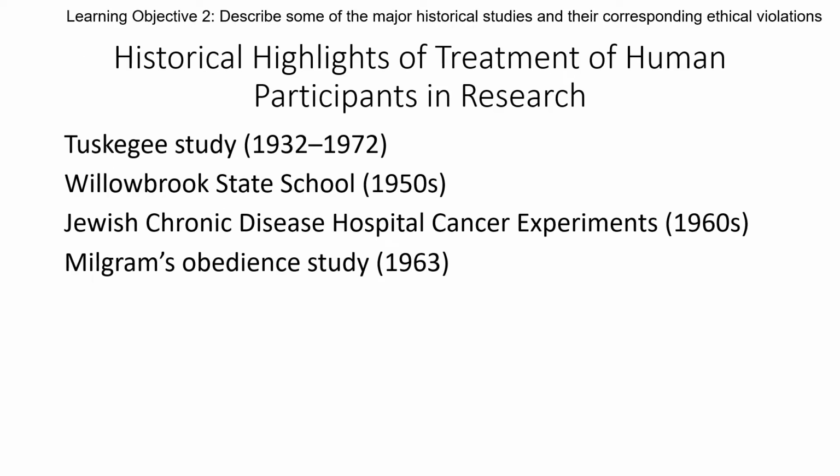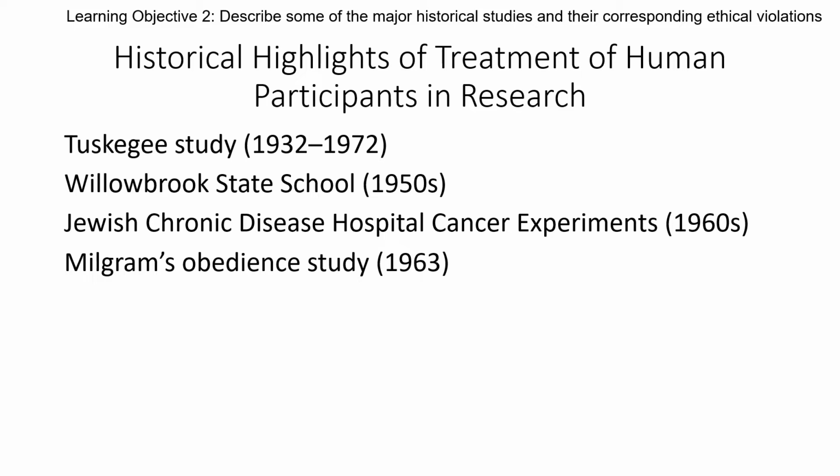Let's look at the historical now. And that gets us to our second learning objective, and that's describe some of the major historical studies and their corresponding ethical violations. We're going to look at 4 of them here, even though there's way more than this. There's some that are just as bad, some that are just as big. You might hear them in intro, you might hear them in other classes.